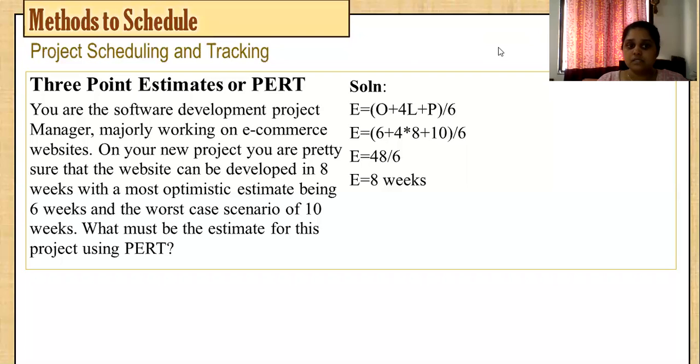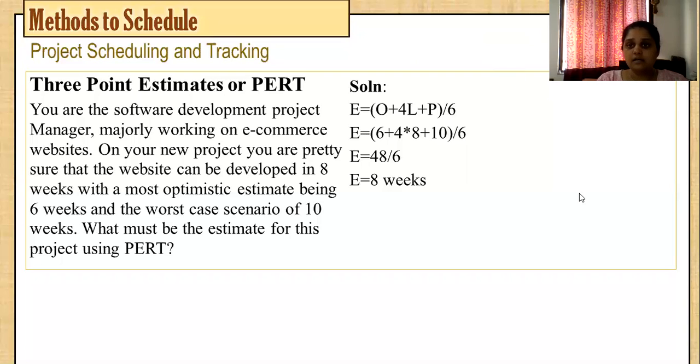The numerical says that you are the software development project manager and majorly you are working on e-commerce websites. On your new project, which is on the e-commerce website, you are pretty sure that the website can be developed in 8 weeks with a most optimistic estimate being 6 weeks. Worst case scenario of 10 weeks. What must be the estimate for this project using PERT?